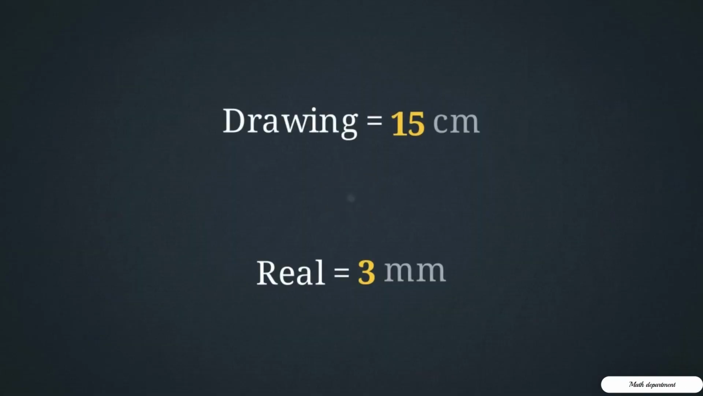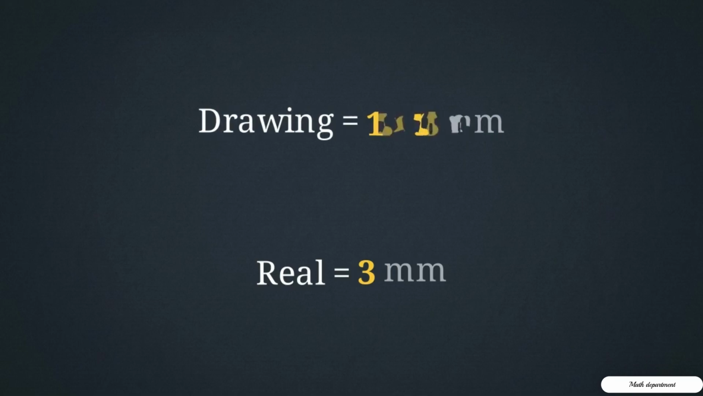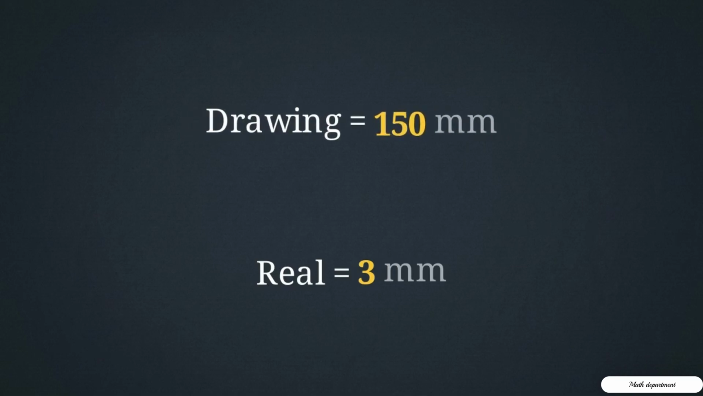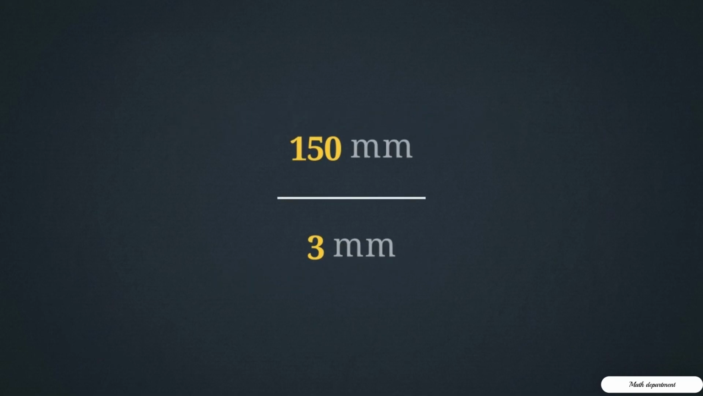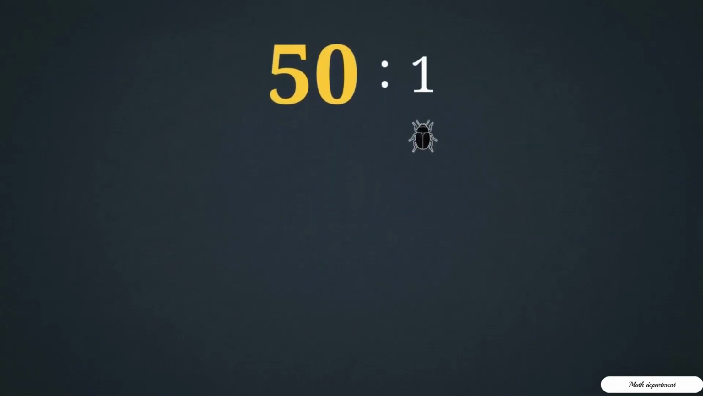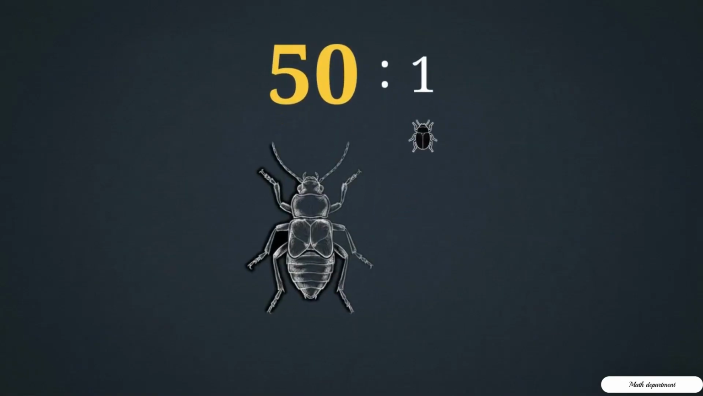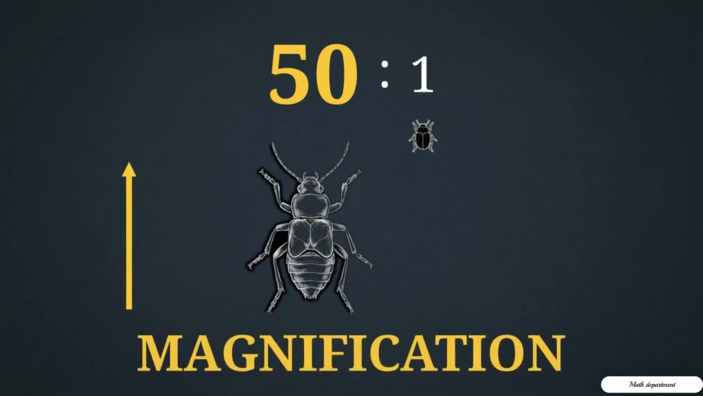Let's check the steps. First, convert 15 centimeters into 150 millimeters. Then, divide the 150 millimeter drawing length by the 3 millimeter real length, leaving a ratio of 50 to 1. Because the first number in the ratio is larger than the second, the image scales reality up. This is explicitly called magnification.